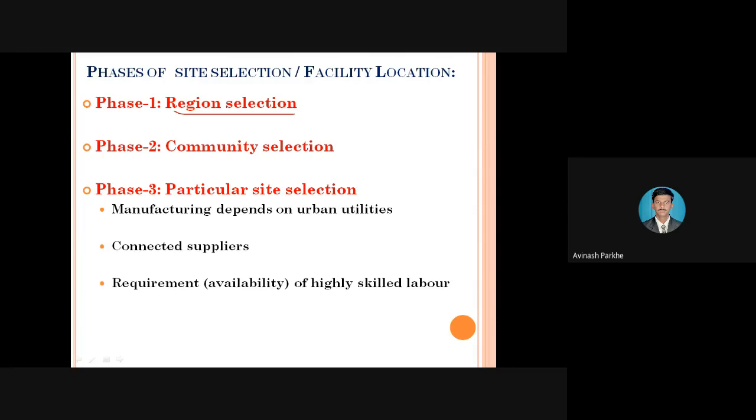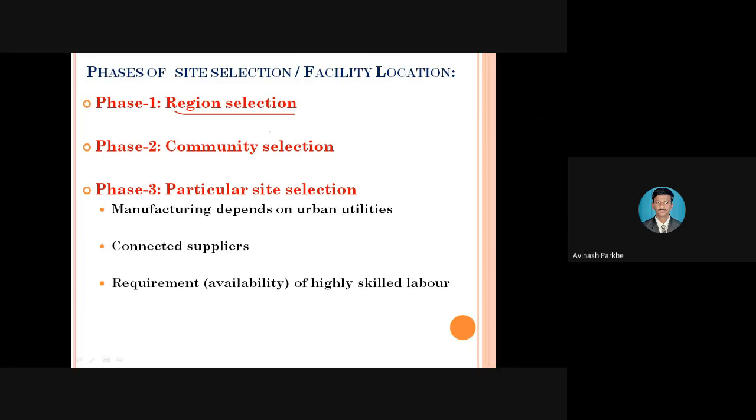So in order to avoid such difficulties, the first phase we have to consider during site selection is called region selection. In that, the important point we have to consider is that your factory or your industry should be near to the market. So this is the first.